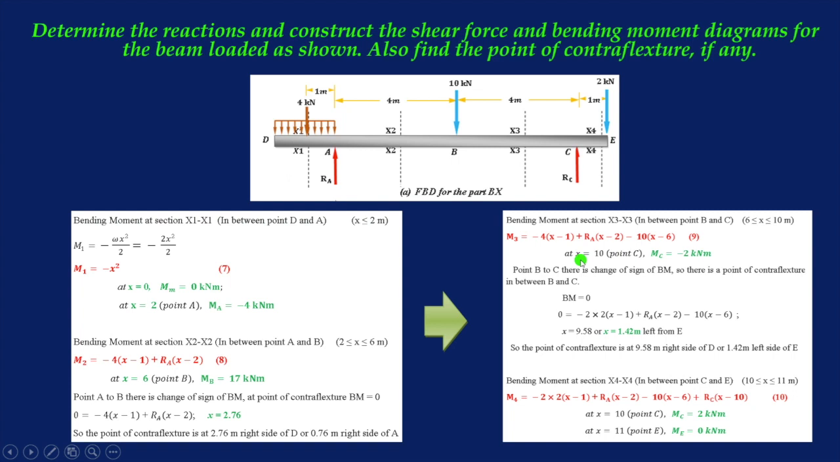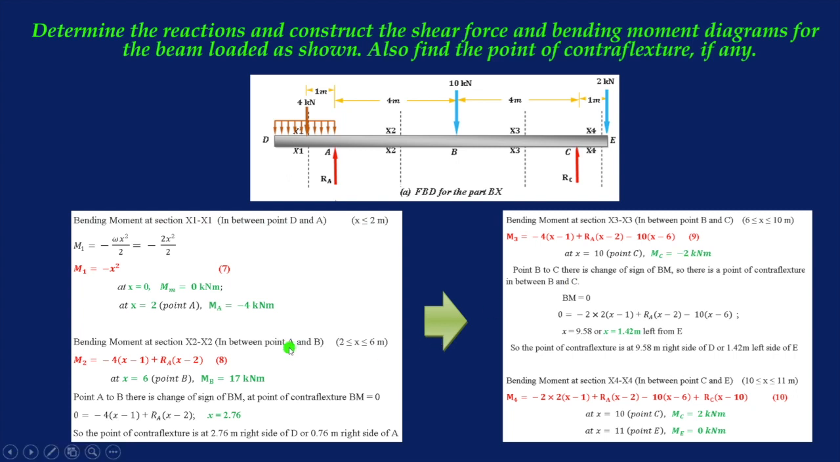Now this equation holds good for 6 to 10 meter, up to this 10 meter. So substitute the value x equals 10 and get the bending moment at x equals 10. And you see here the value is minus 2 kilonewton meters. See, it is again negative.